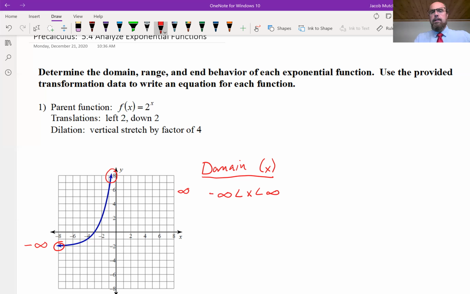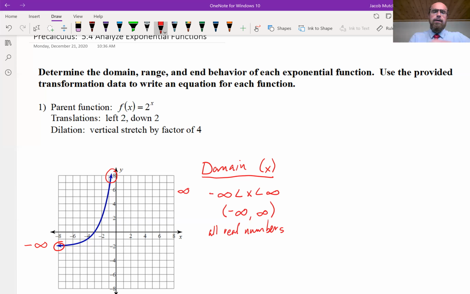We could write that in a couple different ways. I could put it also in interval notation: parentheses, negative infinity, comma, infinity, parentheses. So note that form just takes out the variable x as well as the inequality symbols. And then I could write it in words as well: all real numbers.